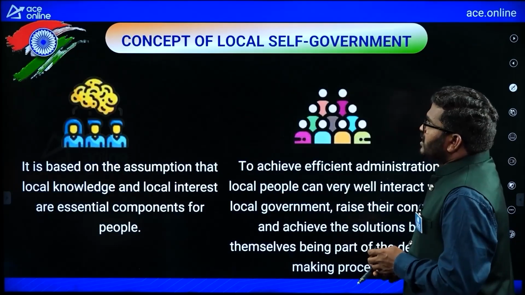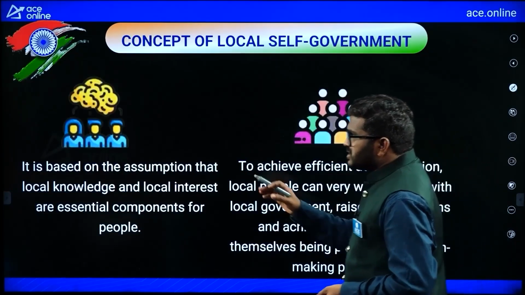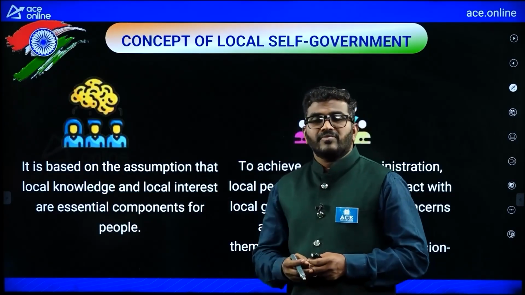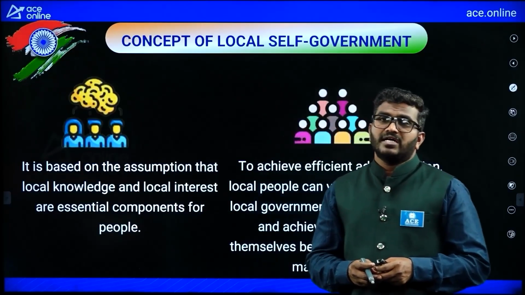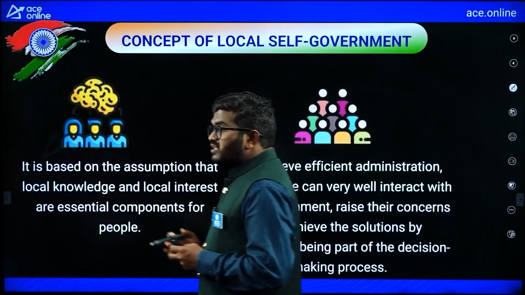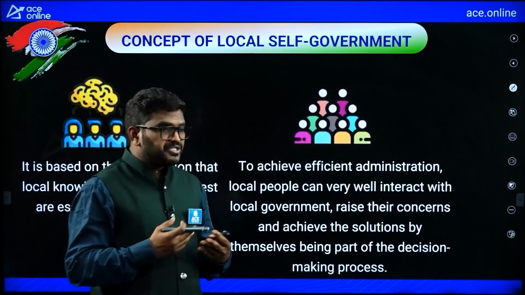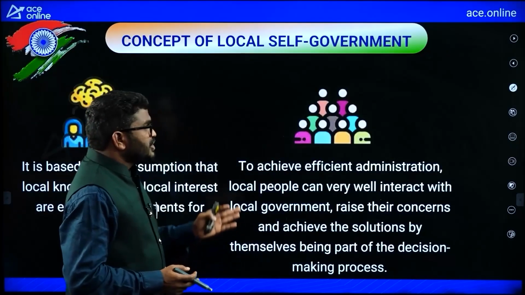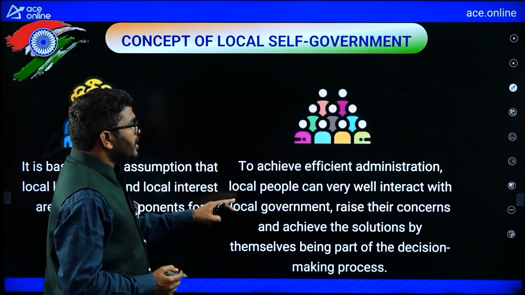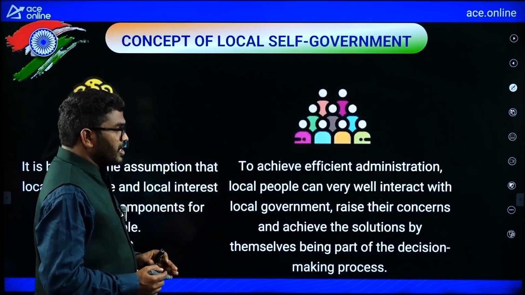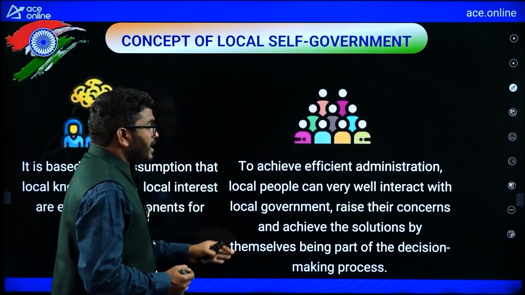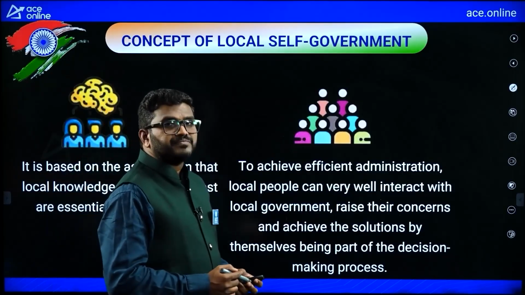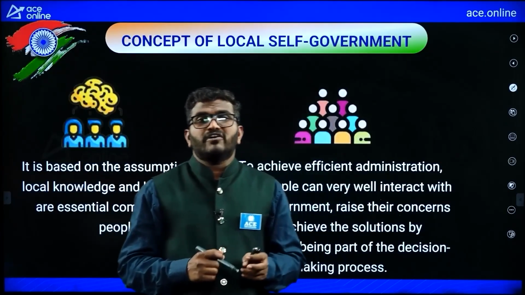Okay. Now, it is based on the assumption that the local knowledge and the local interest are essential components for the people. So, local knowledge and local interest, what they require, what they have, what type of resource they have, based on that we should give work. To achieve efficient administration, the local people can very well interact with the local government, raise their concern and achieve the solution by themselves, being a part of the decision-making process.